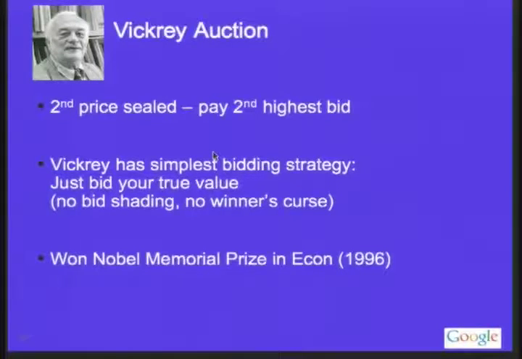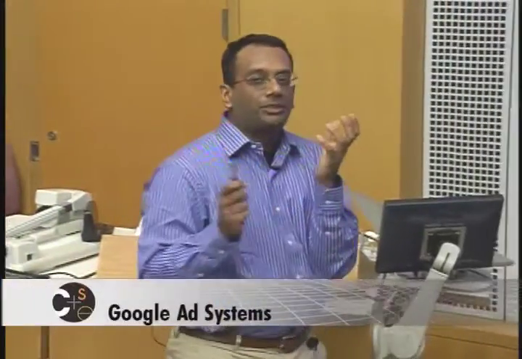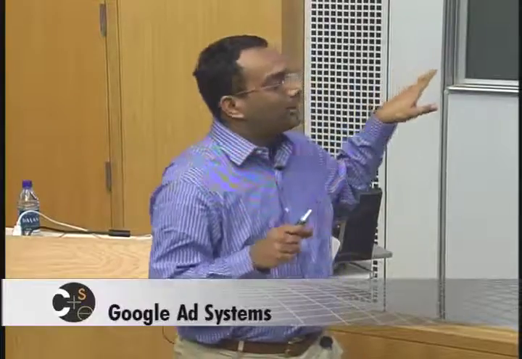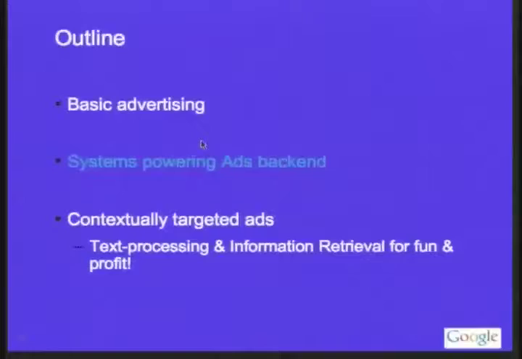So realize that a few slides back, I essentially just talked about this. When you have the $8 eCPM and the $10 eCPM, we end up charging the winning advertiser only the second eCPM rather than the first eCPM. So this is partly how we get past some of the bidding problems. So I'm going to start talking about the systems that power the ads backend.